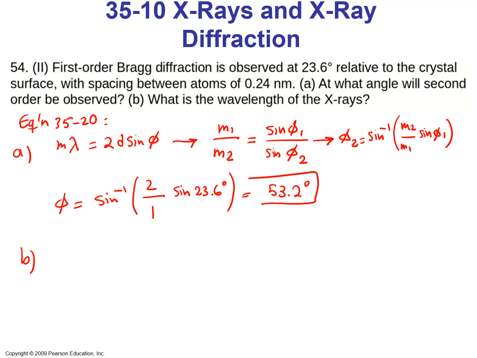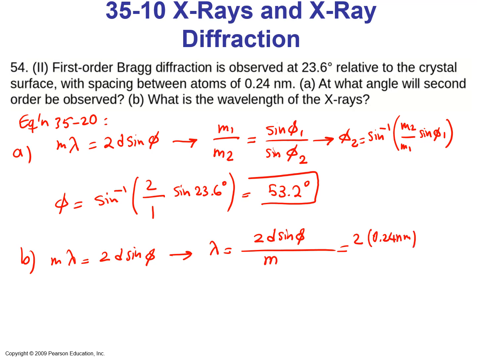For part B, the wavelength of the X-ray, we use the first order data and we say m times lambda is equal to 2d sine phi, and solve it for lambda is equal to 2d sine phi divided by m. If you plug in the values, we have 2 times 0.24 nanometer times sine of 23.6 degrees divided by the first order, m equals 1. Therefore, lambda is equal to 0.19 nanometer.